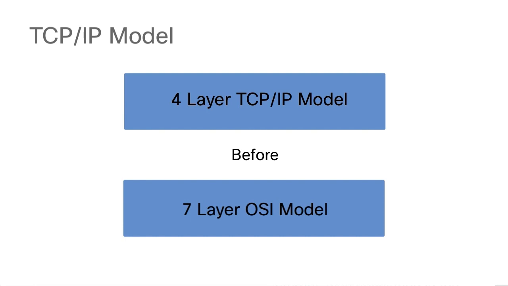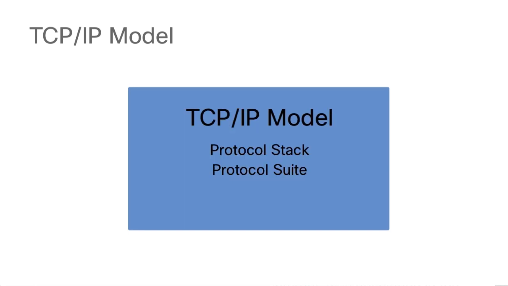However, we use the OSI model, that seven-layer model, as a reference model today. Now, the TCP/IP model is what's dominant in today's internet, enterprise networks, pretty much everywhere. We refer to the TCP/IP model as a protocol stack or a protocol suite, and those names would be interchangeable. We also call it the DoD model.